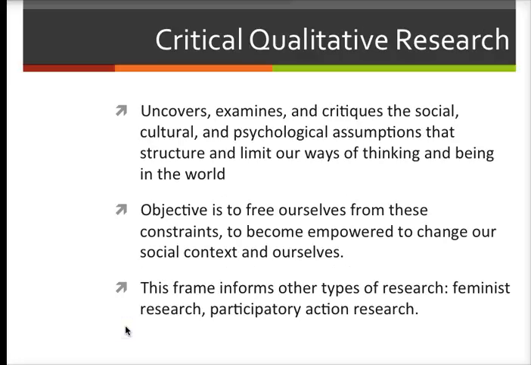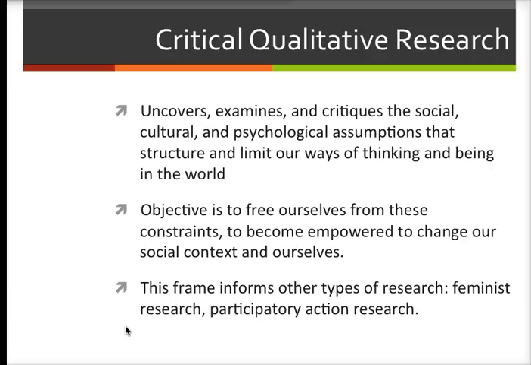Critical qualitative research. Okay, we've talked about this before. And now we're looking at it, not as a theoretical frame, but as a design methodology. So it would uncover, examine, and critique the social, cultural, and psychological assumptions that structure and limit our ways of thinking and being in the world. Really looking at what is and what is not. The objective here is to free ourselves from these constraints and to be empowered to change our social context and ourselves. This frame informs feminist research and participatory action research.